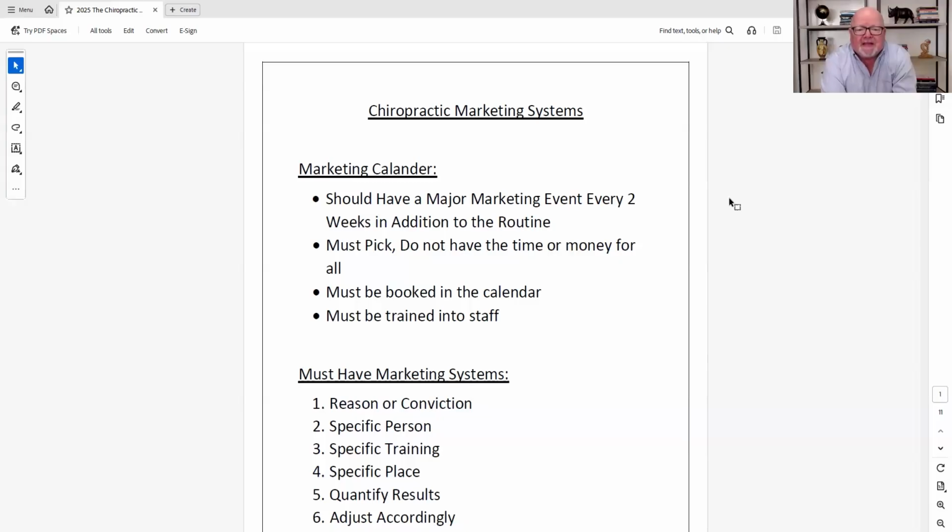So you must pick. You do not have time or money for all. You can't do everything. You've got to pick and choose. And then also you want to make sure that you leverage your staff, whether it's your front desk person, or if you only have one person, it's your front desk person. There are very specific things that they should be helping you do.